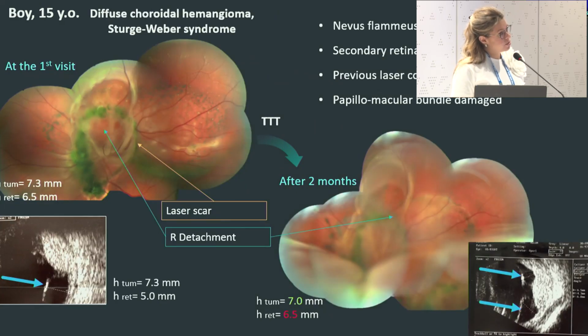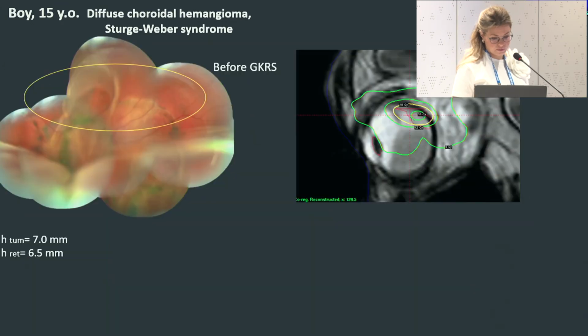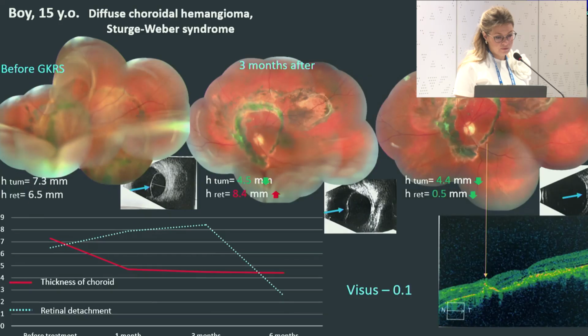So, the second case we'd like to present was about a boy of 15 years old. He also had diffuse choroidal hemangioma, and there was secondary retinal detachment. He was previously treated with laser coagulation elsewhere, and the papillomacular bundle was damaged during the laser. So the choroidal hemangioma was very thick, 7.3 millimeters, and the retinal detachment was total. We also irradiated the upper side of the eye, excluding the center. And during the follow-up period of 6 months, retinal detachment has completely gone, and the height of the tumor was 4.4. And as you can see, the macula is intact with a vision of 10%, but it could be better if there was no laser coagulation.